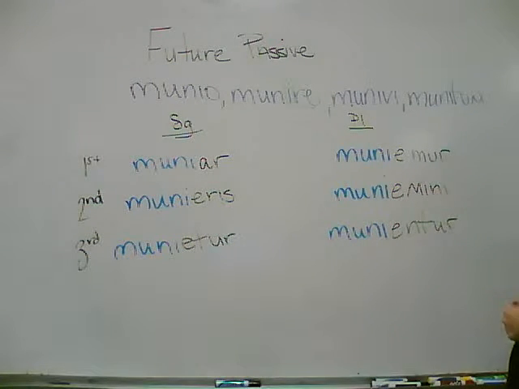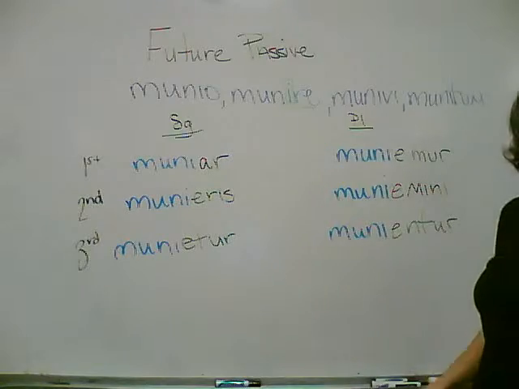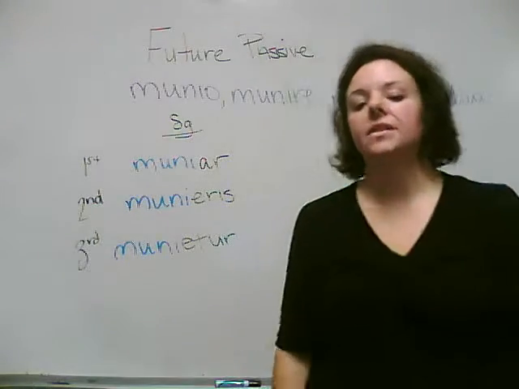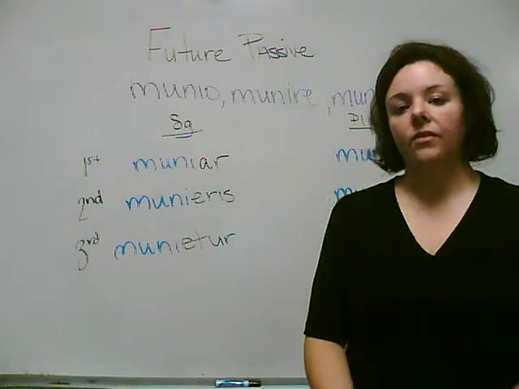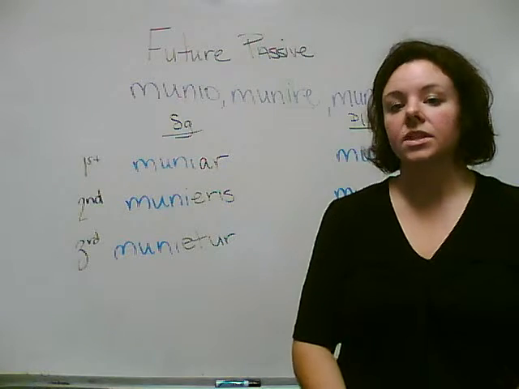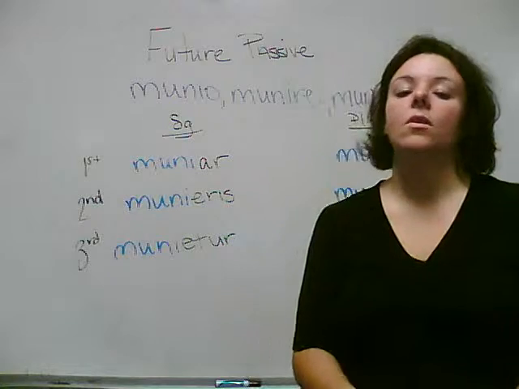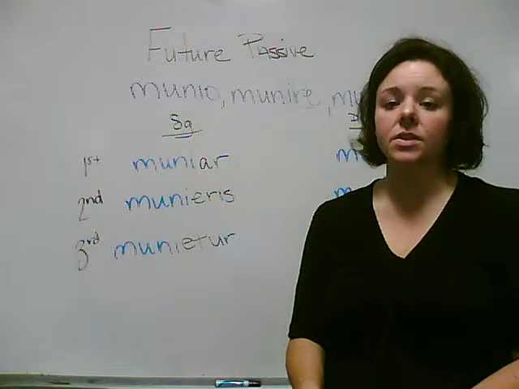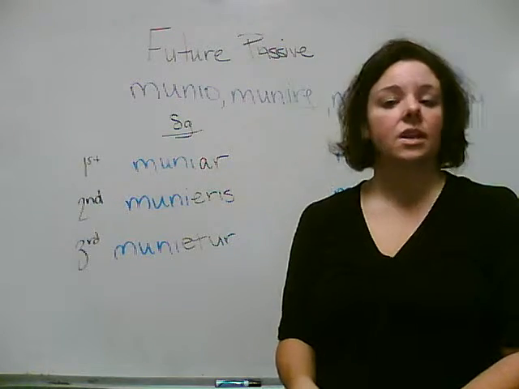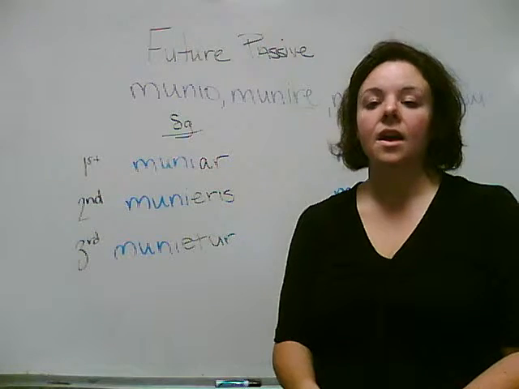Okay? So that is future tense, active and passive for third IO and fourth, and all of the rules that you need to get through those. Again, ham and eggs help some people. Some people just find it super confusing. If it works for you, use it. If it doesn't, forget it was ever said.